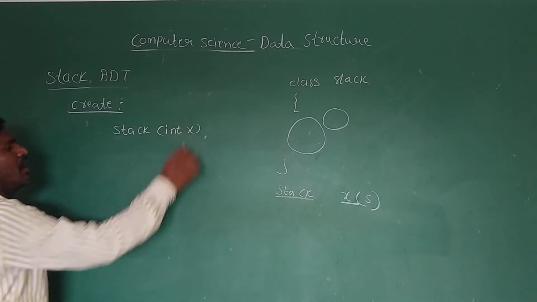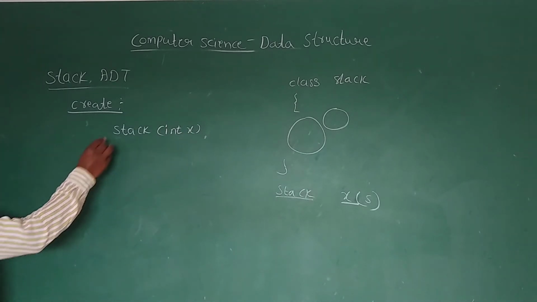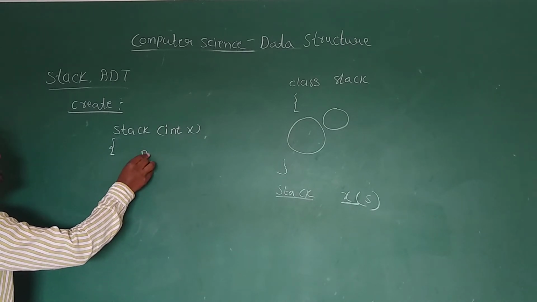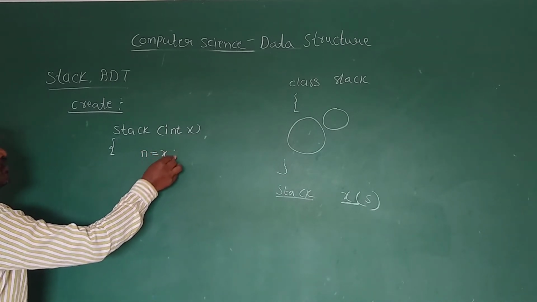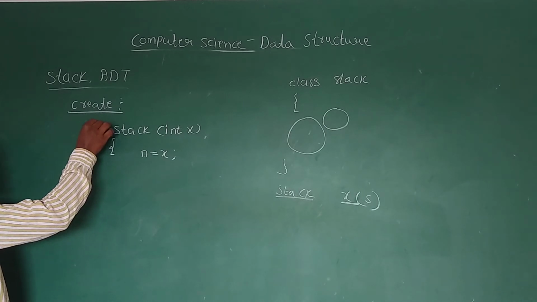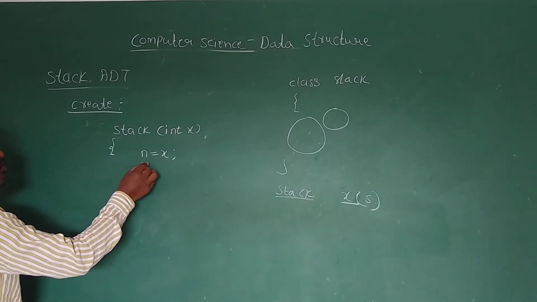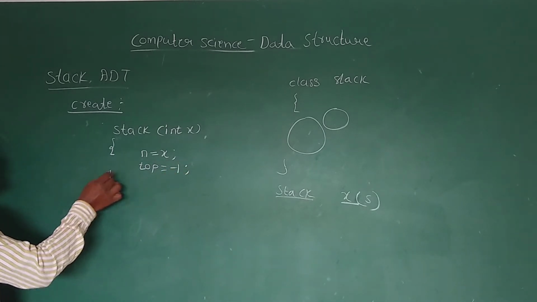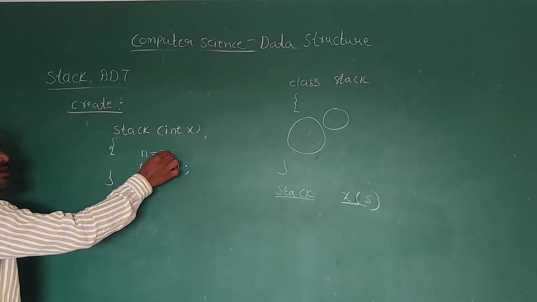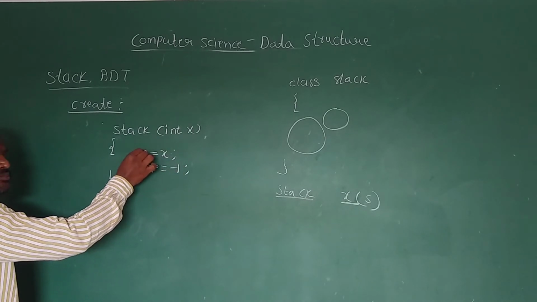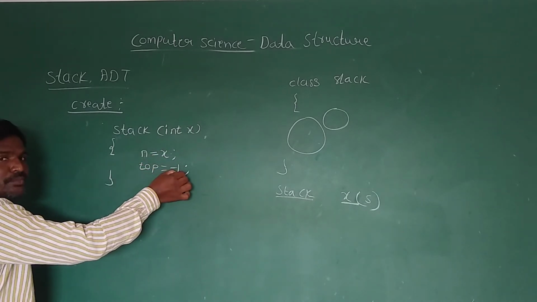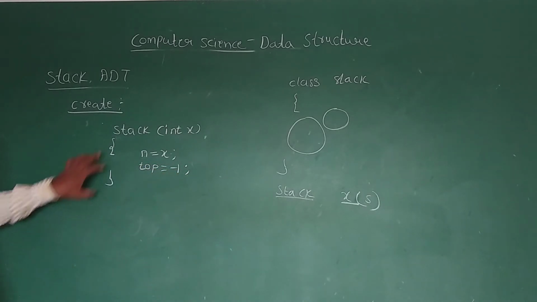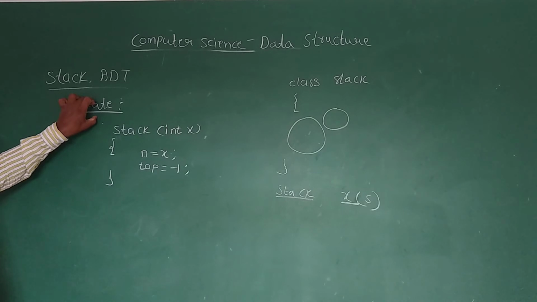The parameter is always an integer. Opening brace. We need to specify two things: n is equal to x. What is n here? The size of the stack. Next, top value is -1. So automatically two things are done here: we assign the size of the stack, and the top value is -1. If the top value is -1, that means the stack is empty. So this is the way of creating an empty stack.